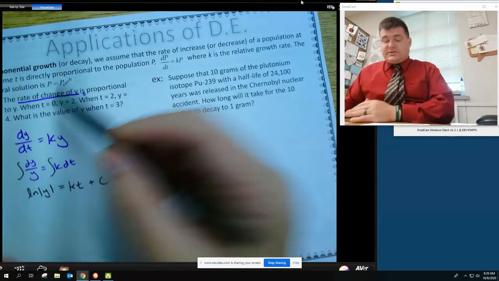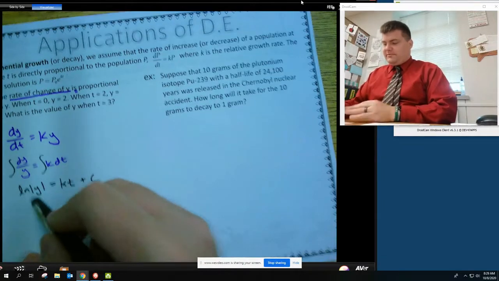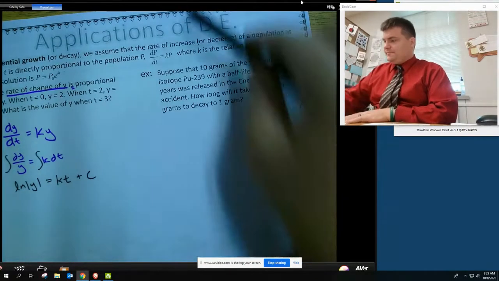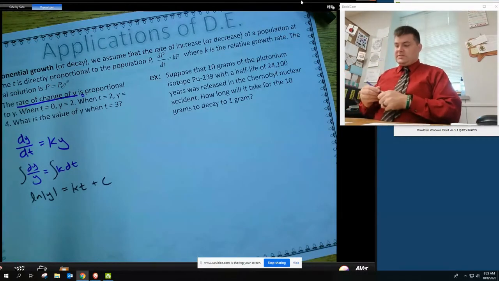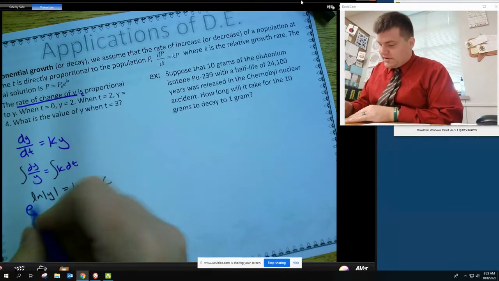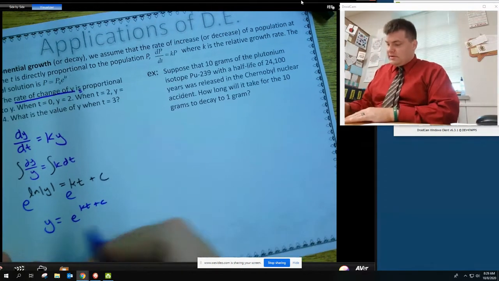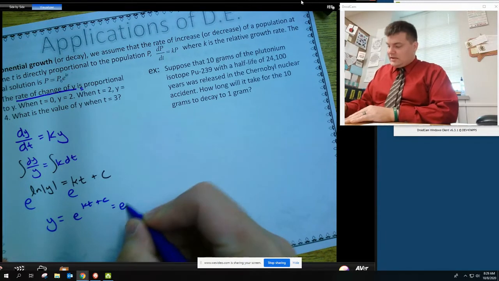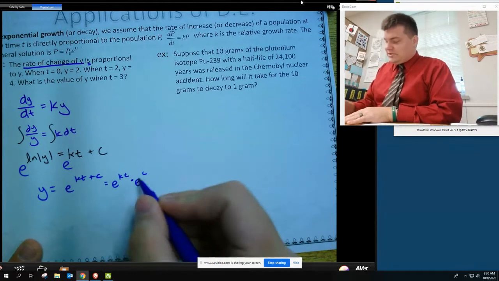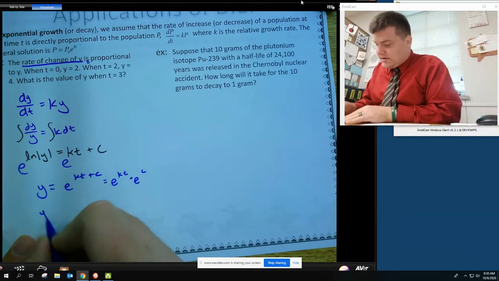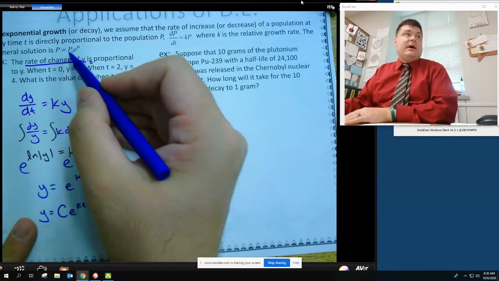Now I'm going to start to use my initial conditions. Like before, I'll solve for y first, before I do anything else. If I raise e to the power of both sides, I'm going to get y equals e to the kt plus c, and this is really just e to the kt times e to the c. e to the c is a constant, so I'm just going to make that y equals c e to the kt, which matches up with my formula up here.